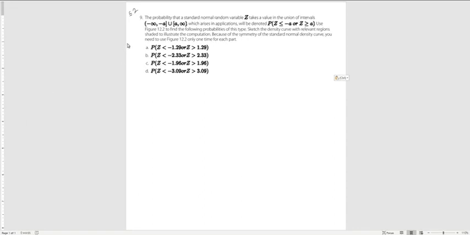Chapter 5, Section 2, problem number 9. The probability that a standard normal random variable z takes a value in the union of intervals minus infinity to minus a union with a to infinity, which arises in applications, will be denoted probability of z is less than or equal to minus a or z is greater than a. Use figure 12.2 to find the following probabilities of this type. Sketch the density curve with relevant regions shaded to illustrate the computation.